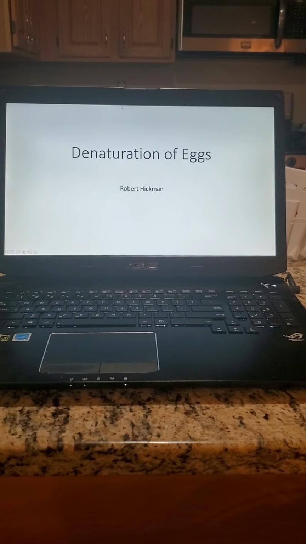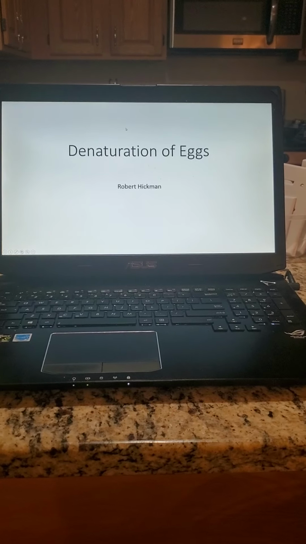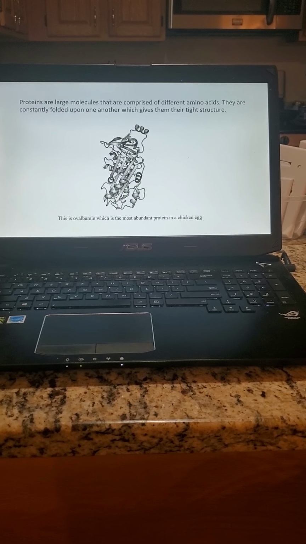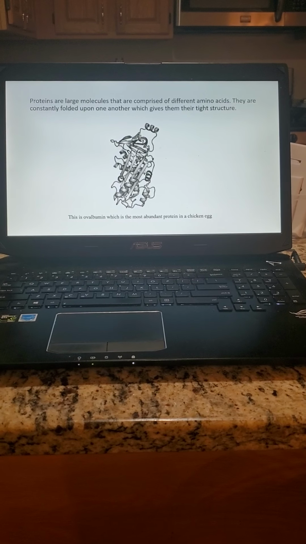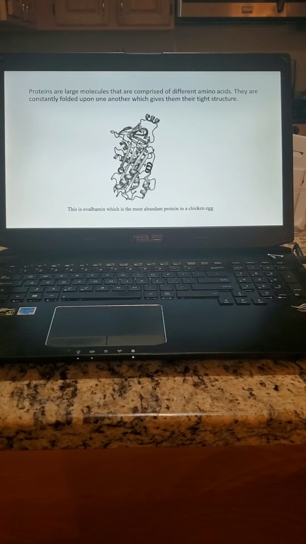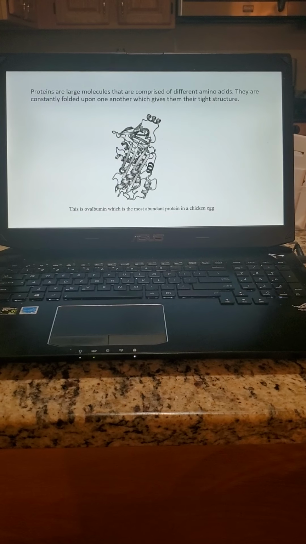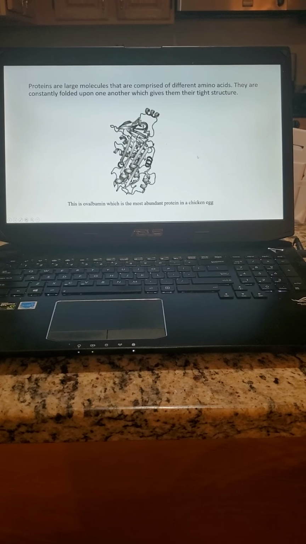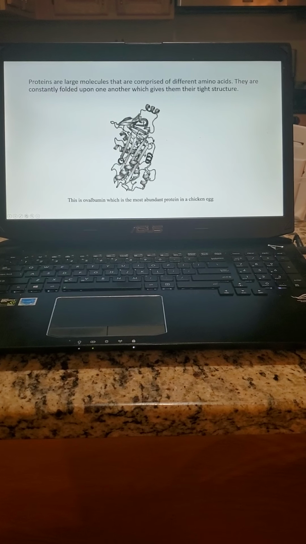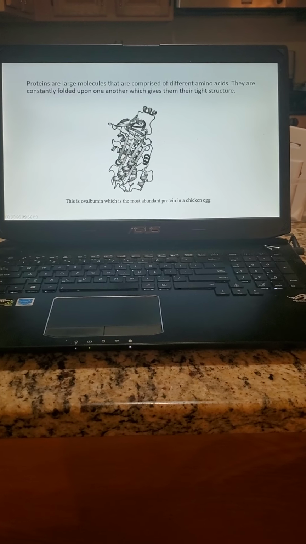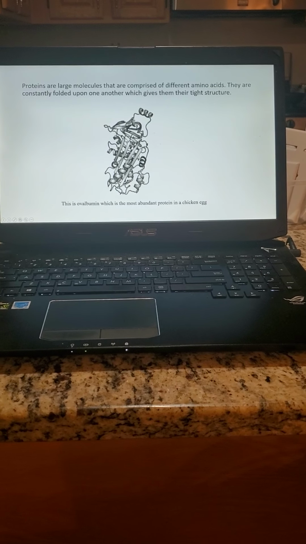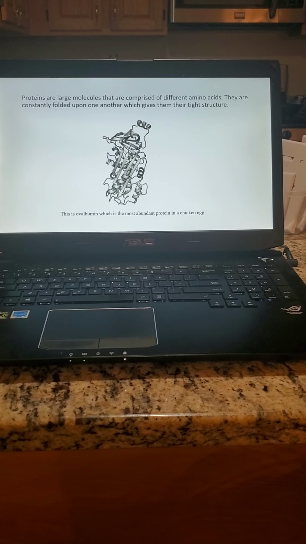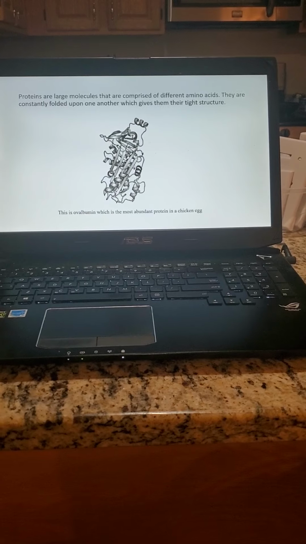So today we're going to talk about the denaturation of eggs. Proteins are large molecules that are comprised of different amino acids. They are constantly folded upon one another, which gives them their tight structure. And what you're seeing at the bottom here is an example of one of the proteins that is found in eggs. And if you look closely, you can see some of the coils that are around the protein.